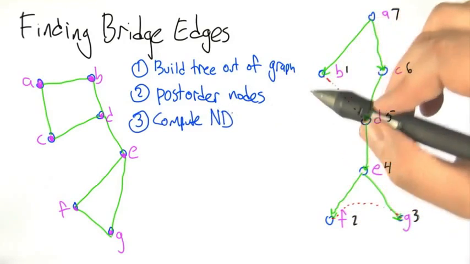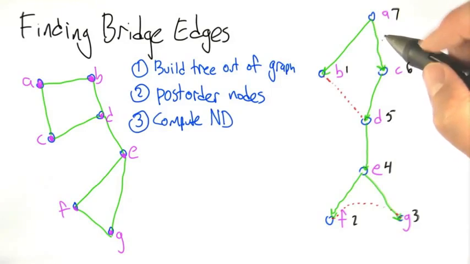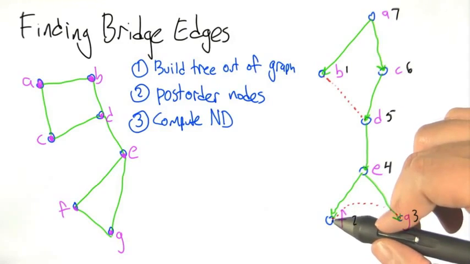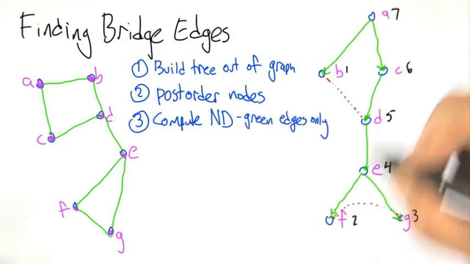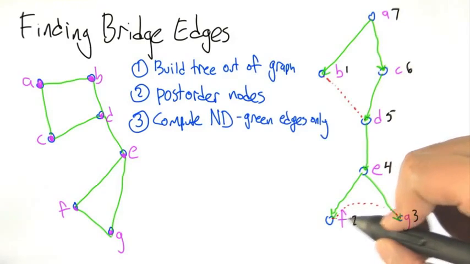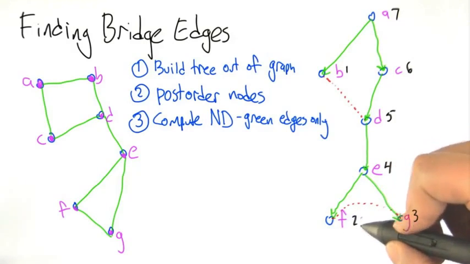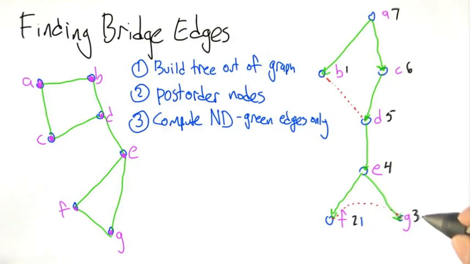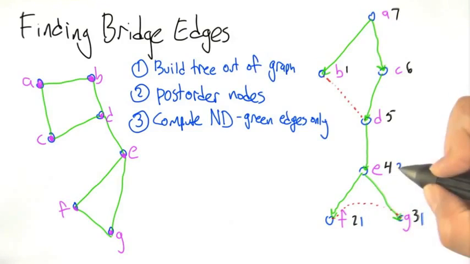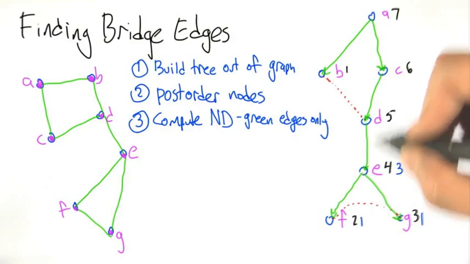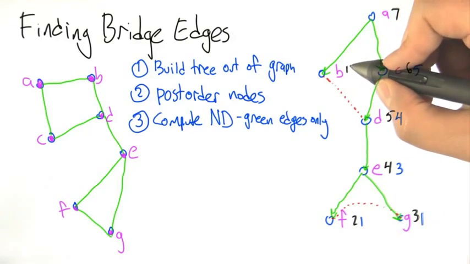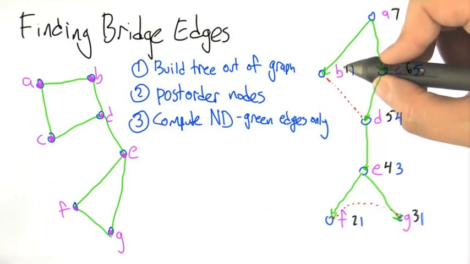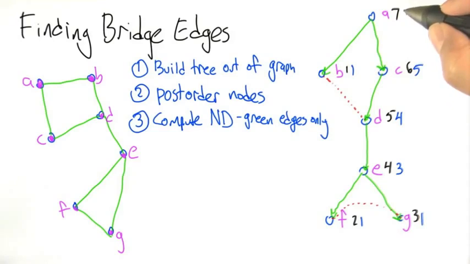We now compute the number of descendants for each node in the graph, and the number of descendants is the number of nodes that are either the node or reachable from the node by following green edges only. So it's easiest to start at the bottom here. F has just the node itself and no descendants, so it's got a number of descendants of 1. Same thing with G. E has one descendant plus itself for 3. D has the 3 descendants of E plus itself for 4. C has the 4 descendants of D plus itself is 5. B has just itself. And A has B's descendants, C's descendants plus itself for 7.